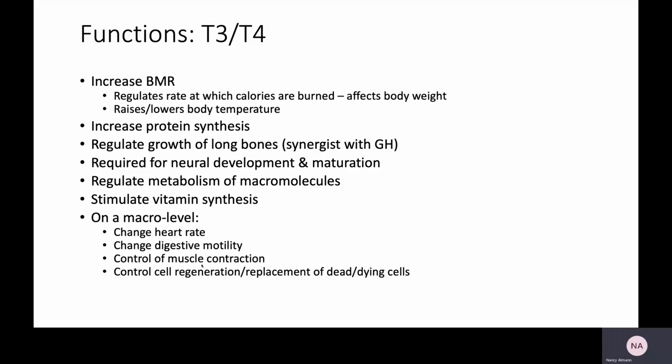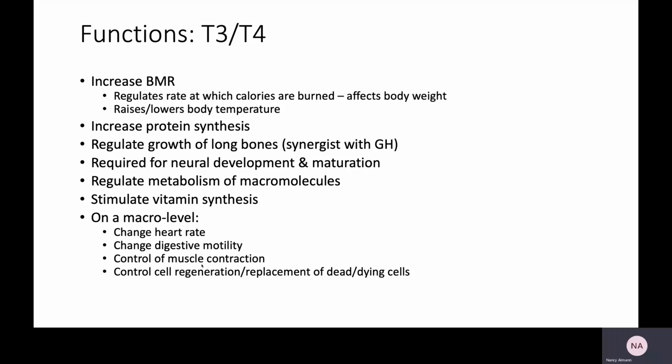So what are their functions? Take a look at what their functions are. Holy cow, increased BMR, basal metabolic rate. So they are actually going to help regulate the rate at which you burn calories. They can raise or lower body temperature. They're going to increase protein synthesis. They're going to regulate the growth of long bones in conjunction with growth hormone.